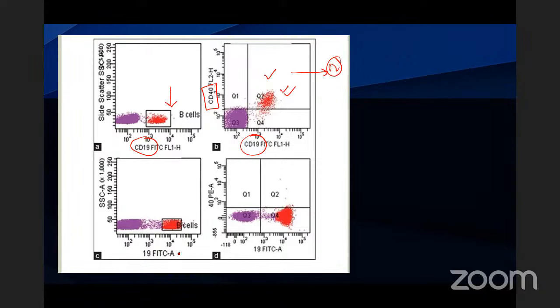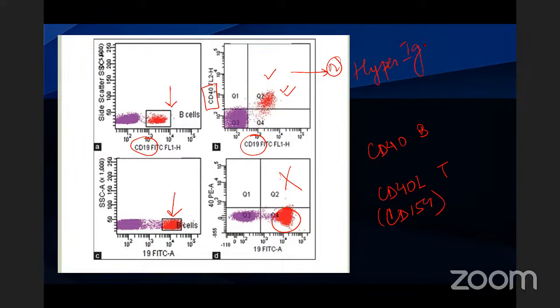Look at the second graph here. So these are again B lymphocytes, which are CD19 positive. But you can see that these B lymphocytes do not have CD40 here. So they are absent for CD40. So remember, absence of CD40 on the B cells or absence of CD40 ligand on the T cells, which is identified by CD154, is very, very classical of, what is it? Hyper IgM syndrome. Okay, so this is hyper IgM syndrome. Very good, Chandni. Perfectly answered. Good. So that's the graph of hyper IgM syndrome.